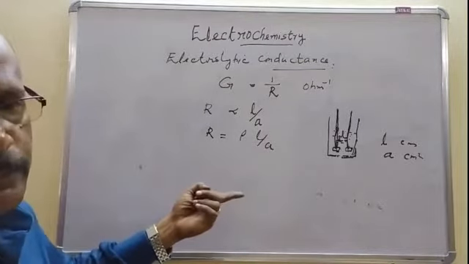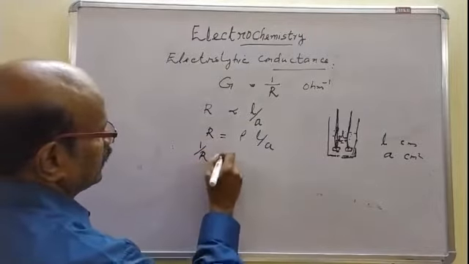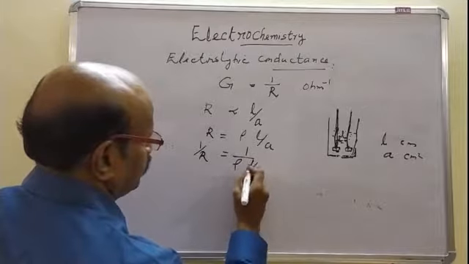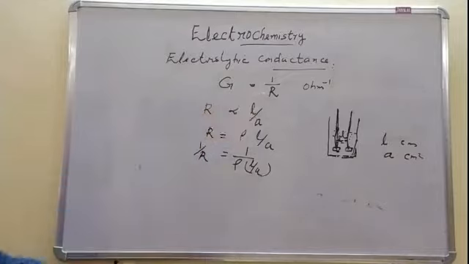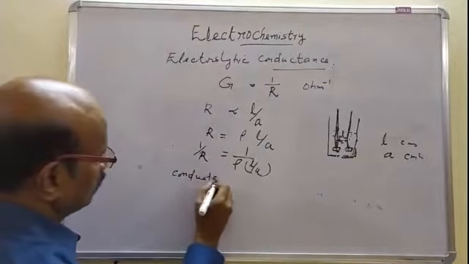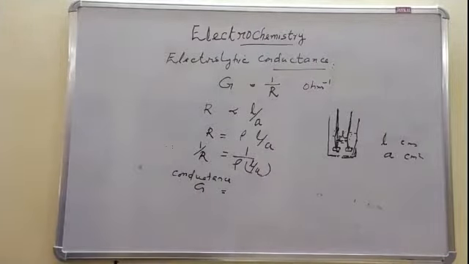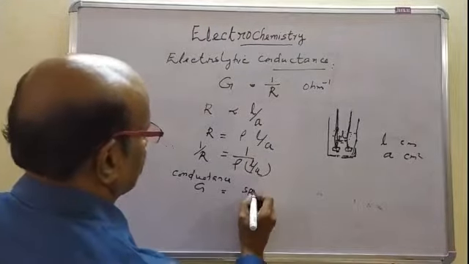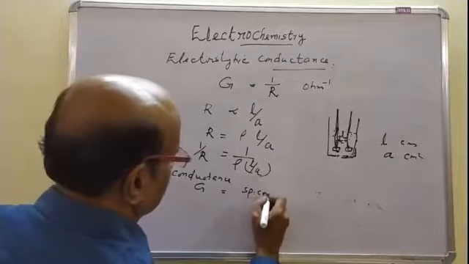Then we take the reciprocal. Therefore 1 by R is equal to 1 by rho into A by L. In this equation, 1 by R is called conductance. Therefore, we have conductance, G. Okay, G is equal to conductance. And 1 by rho is the specific conductance. 1 by rho is the specific conductance, while rho is the specific resistance.